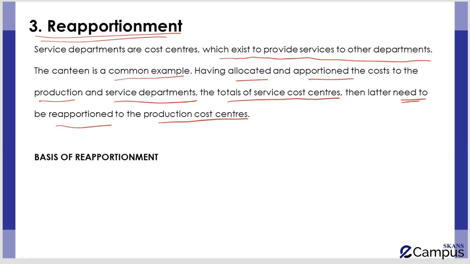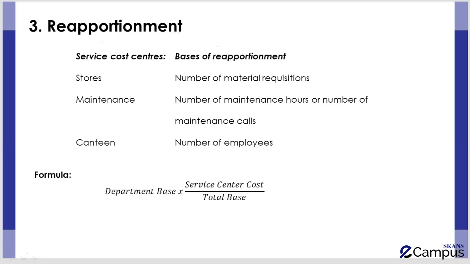Here we have some bases of reapportionment. The procedure is similar to apportionment. The difference is only that here the formula is for reapportionment: department base into service center cost divided by total base. This formula is exactly the same as apportionment, but here we are apportioning the service center balance.